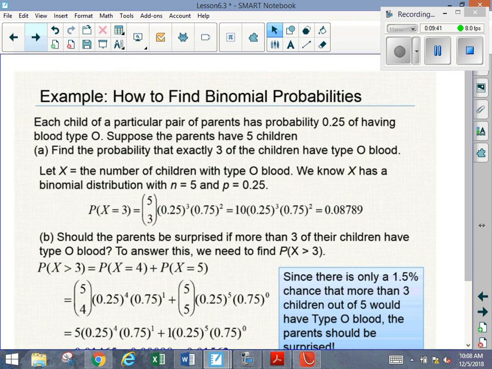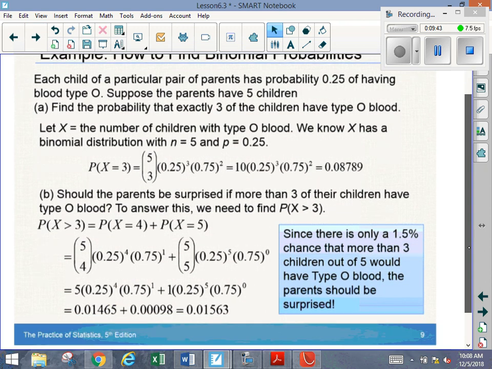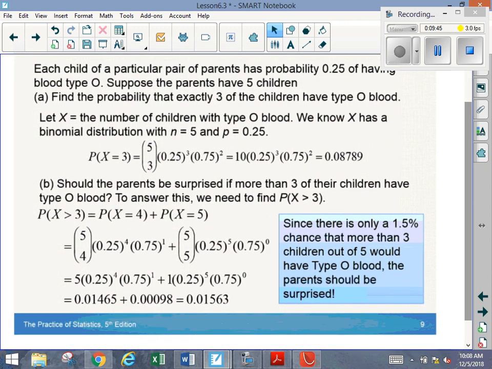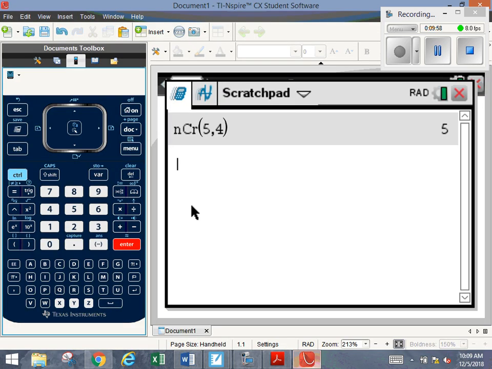This particular problem is going to use the actual binomial formula. I am right now going to demonstrate how to do this using your handy-dandy Texas Instruments calculator.